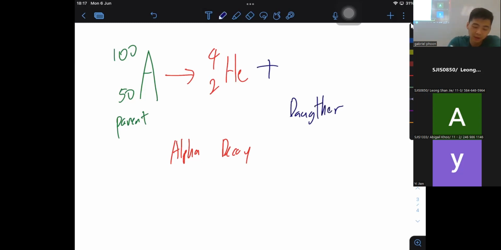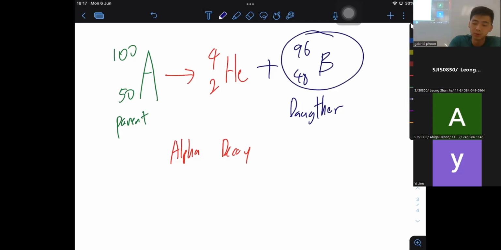Oh, daughter, right? So from here, guys, it's going to become a daughter nucleus, and it will become a more stable one. Once it becomes stable, you have to pay attention to the nucleon number and also the proton number. They will be minusing off this 4 here. So this will be 96, and this 50 will minus this 2 here, which will make it 48, and then this will become the more stable nucleus. This is what we call the alpha decay process, guys.